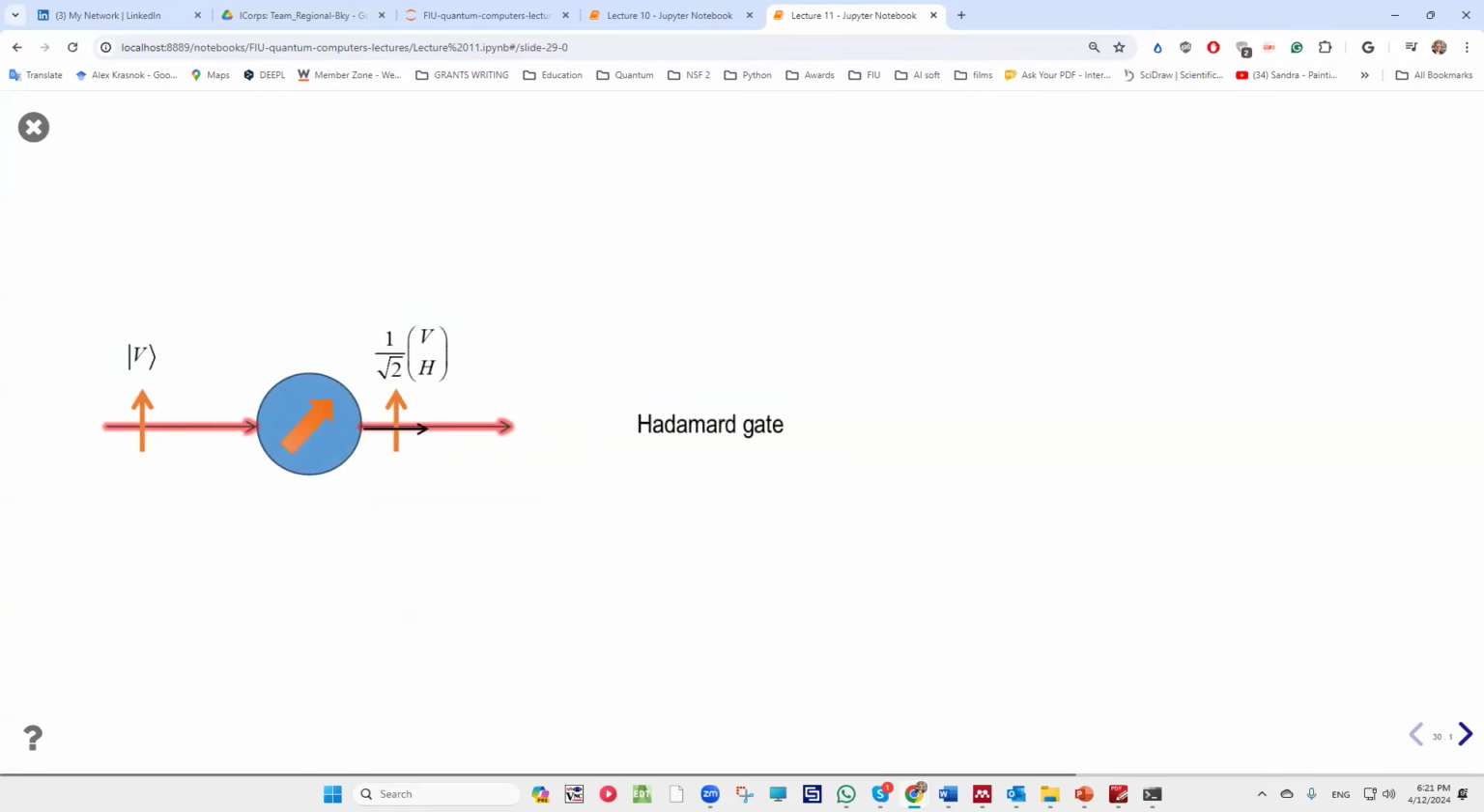Okay, but what if I set the polarizer at an angle of 45 degrees, like shown here? In this case, the vertical photon can pass through the polarizer, but with a probability of 50%. And this polarizer can also convert the vertical to the horizontal, again with 50% probability.